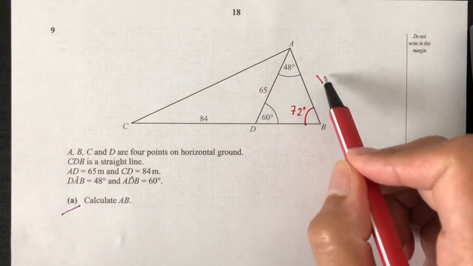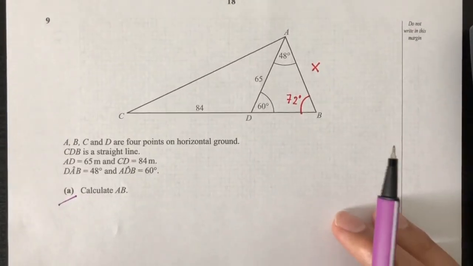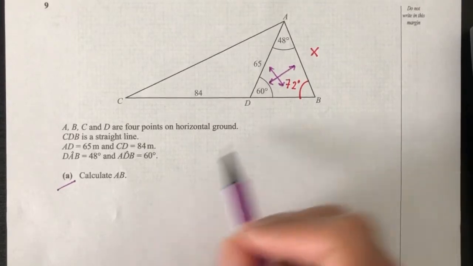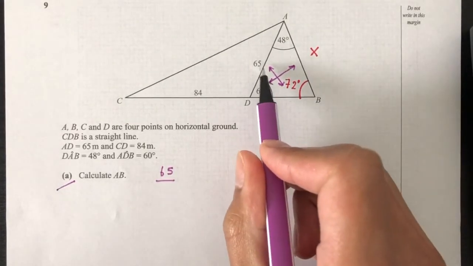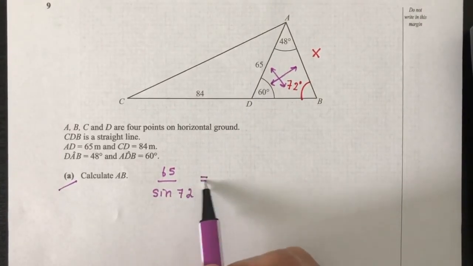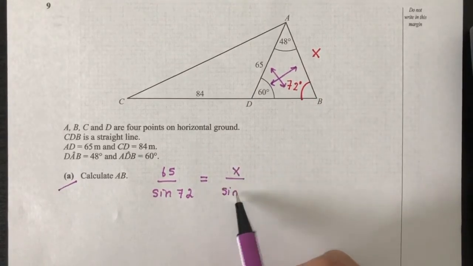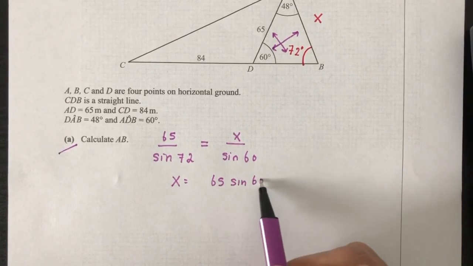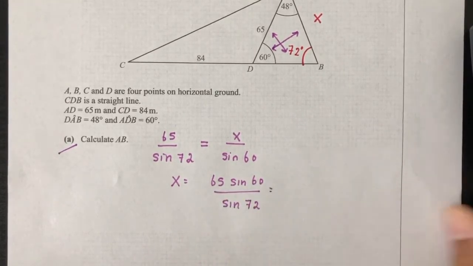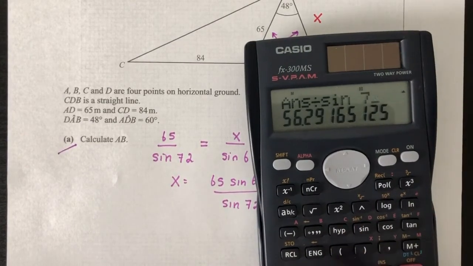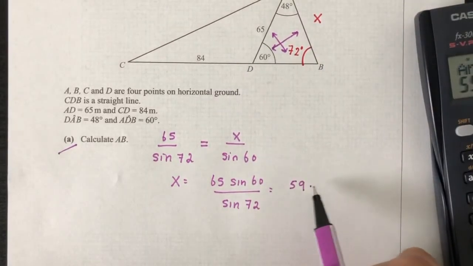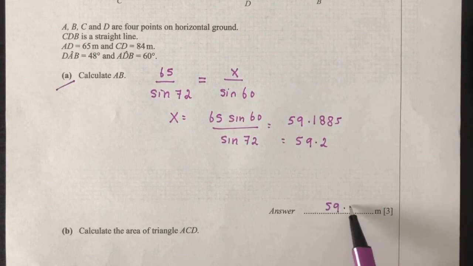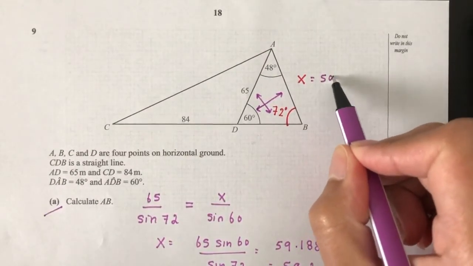So we know all the three angles. We know this side. We want to find the side AB. Let's call this x. In that case, we can just use the sine rule. The angle opposite the side will be 60, and this is 72. So the sine rule says that the side 65 divided by sine of the opposite angle, 72, is equal to x divided by sine of this angle, 60. So x is equal to 65 sine 60 divided by sine 72. That will be 59.1885, which is 59.2. So this is your answer for the length of AB. Let's write this down here, 59.2.